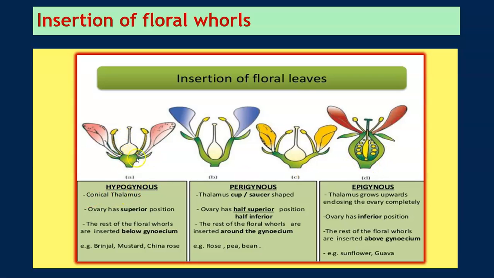In hypogynous, it is having a superior position. In perigynous situation, the ovary has a half superior or half inferior position, and in epigynous situation it is having an inferior position. So this is how the insertion of the floral leaves takes place.